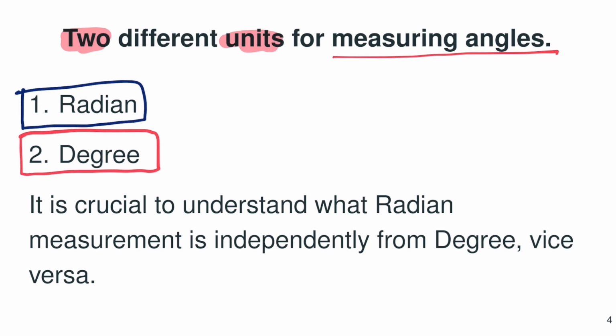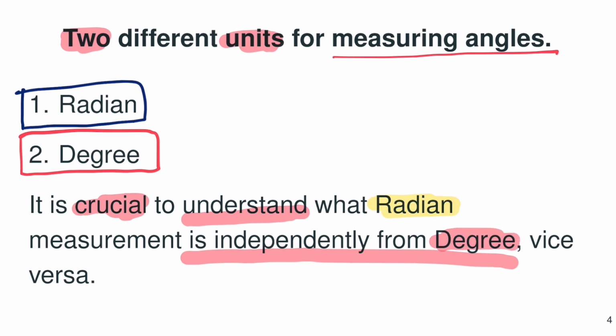It is crucial that you understand what radian measurement is independently from degrees, and vice versa. So what I'm saying here is that you need to understand what a radian measurement is without relying on degrees. You also need to understand what degree is without relying on radian measurement. These are separate ideas, and we need to understand them individually, independently from one another.